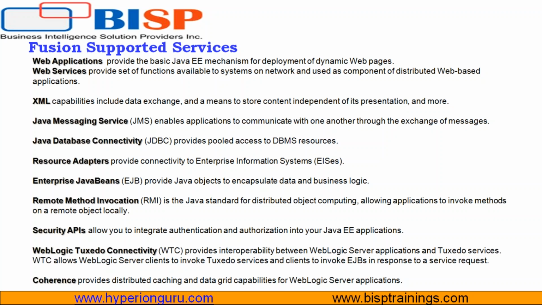And then WebLogic Tuxedo connectivity. This is an in-house tool of WebLogic Tuxedo. As we have seen in the first slide on history, Tuxedo was actually part of BEA. When Oracle bought it, it became WebLogic Tuxedo. And then Coherence. So these are all part of Fusion supported services. We should just know what comes with Fusion. If there's a Fusion Middleware product, all these services will be part of it for sure.